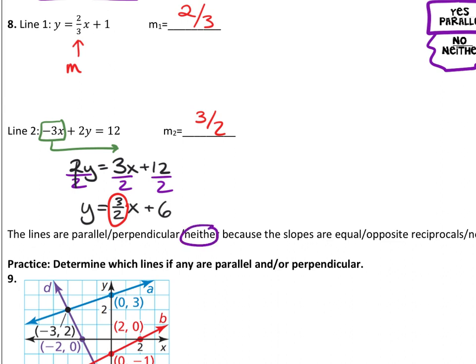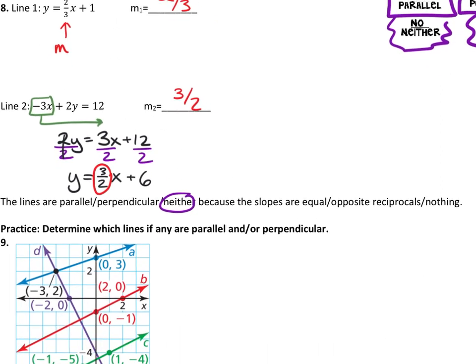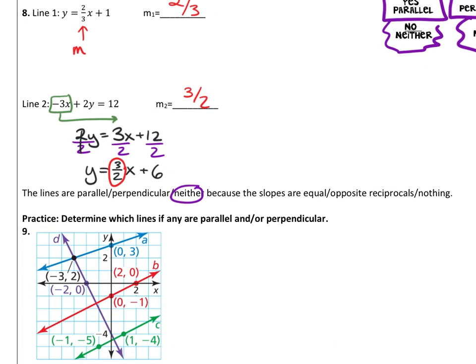Neither. Now, the way you answer this question is very wordy if we actually said it correctly. We should have written down here, the lines are neither because they are not equal and not opposite reciprocals, but that's a mouthful, so we're just going to say nothing because the slopes are not related to each other in any specific way. They are not the same. They are not opposite reciprocals. They're just two random numbers, unrelated.